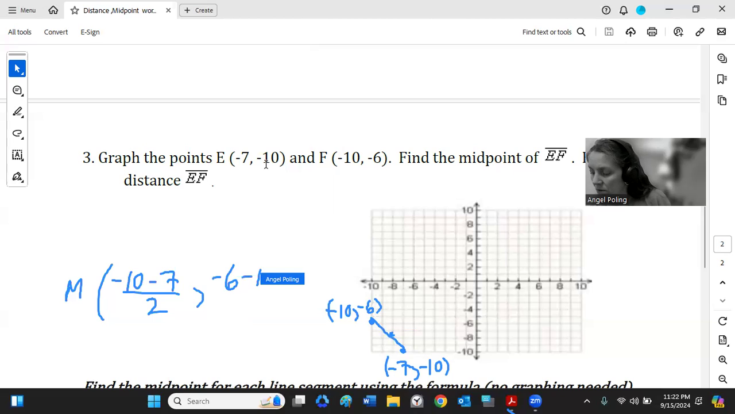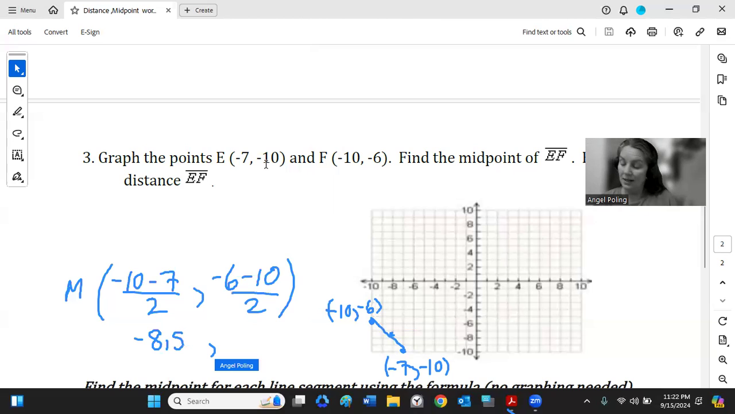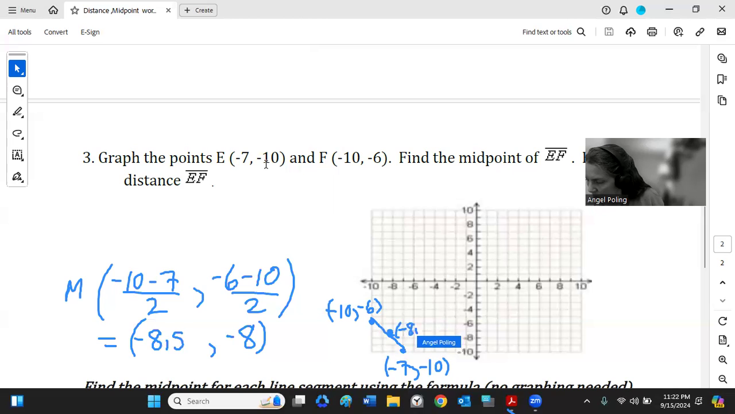what I did when I was doing my notes, right? The benefit of knowing two ways is so you can check yourself. So negative 17 divided by 2, negative 8.5, and negative 16 divided by 2 is negative 8. So it looks like our midpoint is negative 8.5, negative 8.